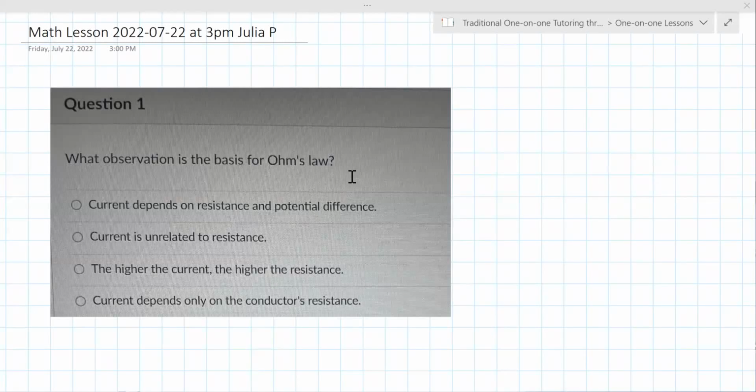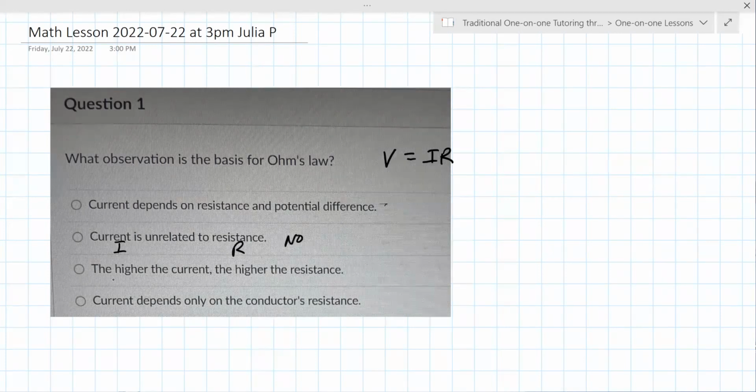Okay, what observation is the basis for Ohm's law? V equals IR. So current depends on resistance and potential difference. Let me go through the ones I don't think are correct. Current is unrelated to resistance. So current is the I and there's the R. They're obviously related. So that one's out.